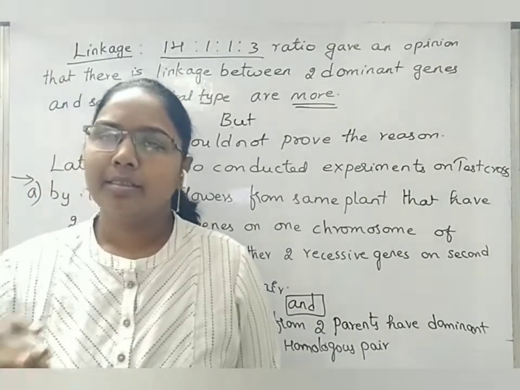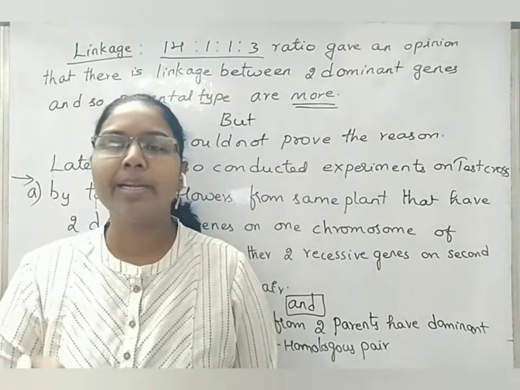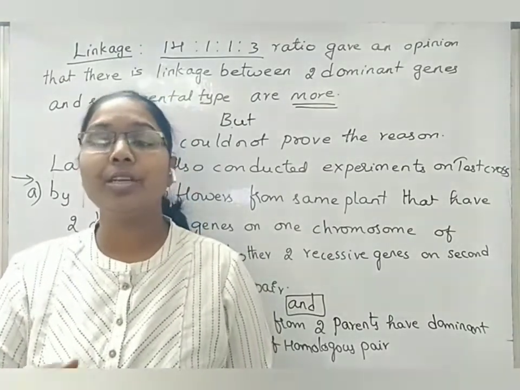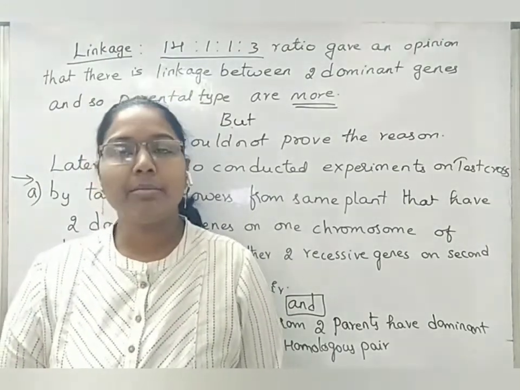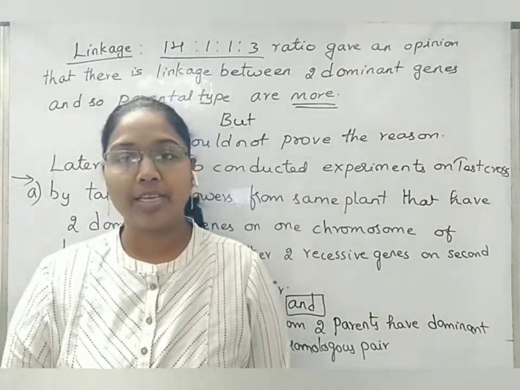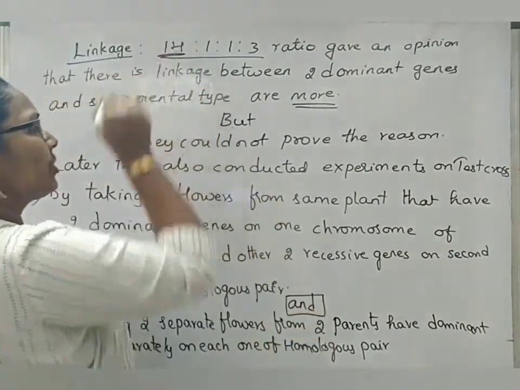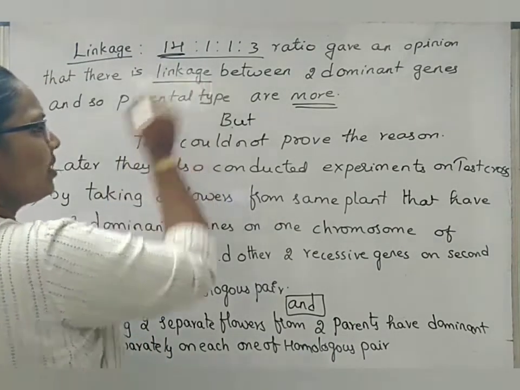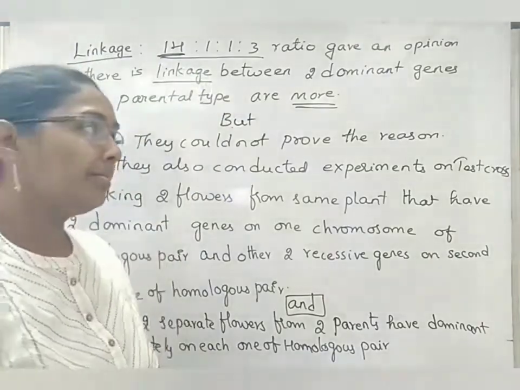By obtaining the number 14 instead of 9, according to the ratios of Mendel's dihybrid cross, 9:3:3:1, they instead saw a 14:1:1:3 ratio. So the number that increased instead of 9, that is 14, that 14 dominant expressed genes, gave an opinion that there is more linkage between the parents. But they could not prove the reason.